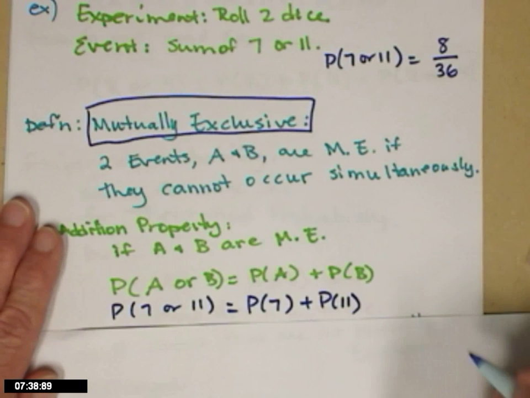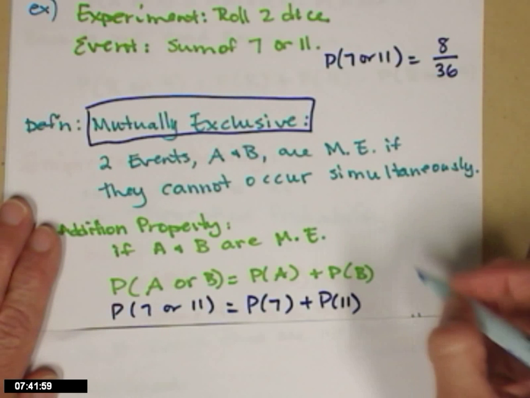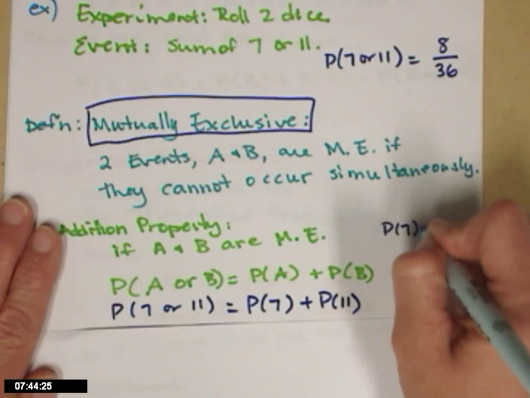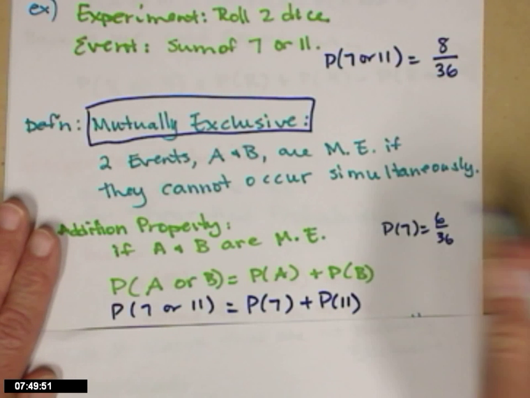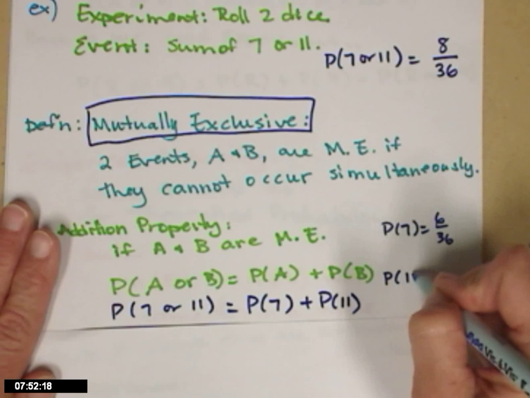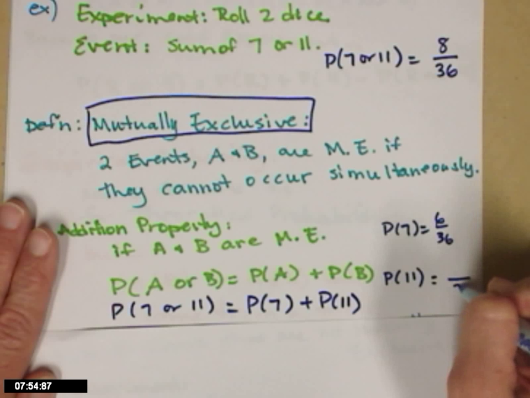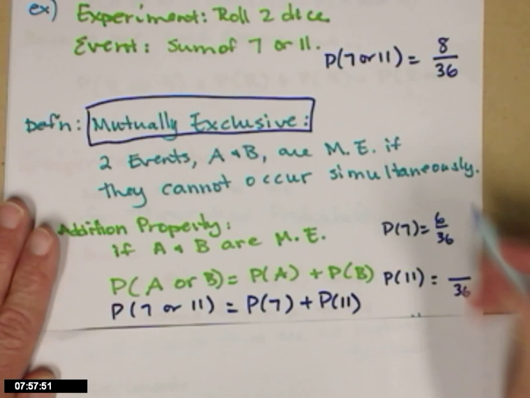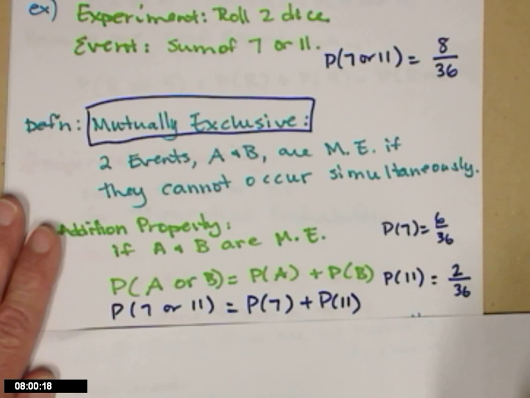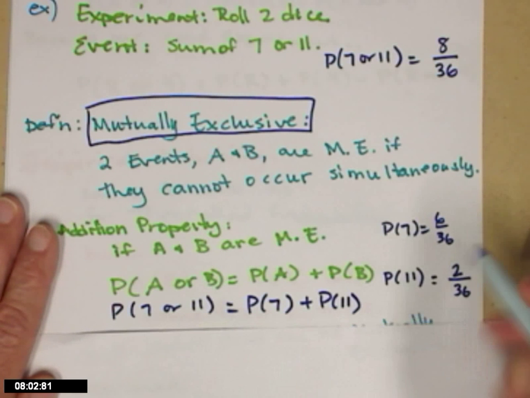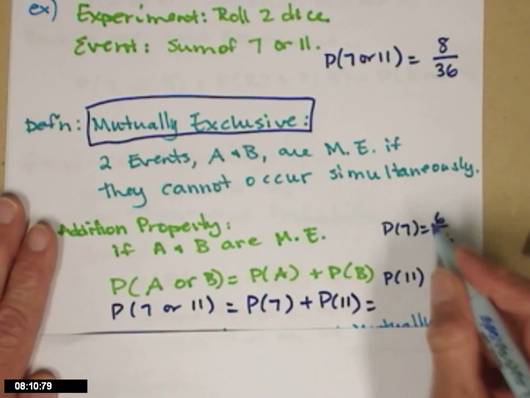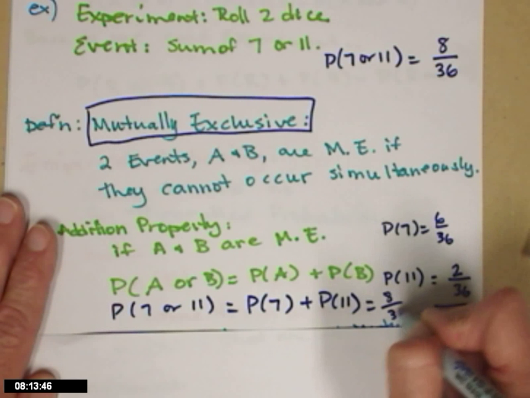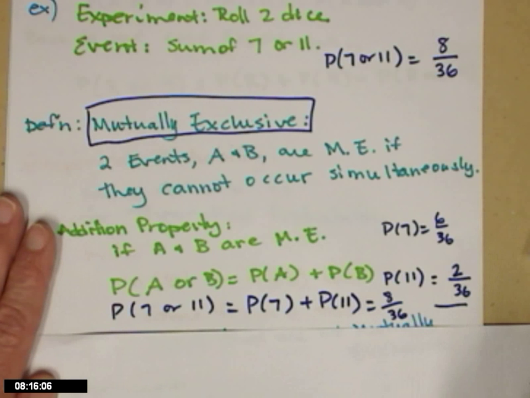So from our table, well, I can't bring the table up, so you guys know the table. Probability of 7 is 6 out of 36. I'm not going to reduce it because I need that 36 here in a second. The probability of 11, go count how many 11s you have on your chart. It's going to be out of 36. I see 2 on my chart. And this says that I get to add those together. So if I add two fractions with the same denominator, what do we do? We add the numerators, carry along the denominator. So 6 plus 2 is 8 over 36. Fabulous. Same answer we got before.